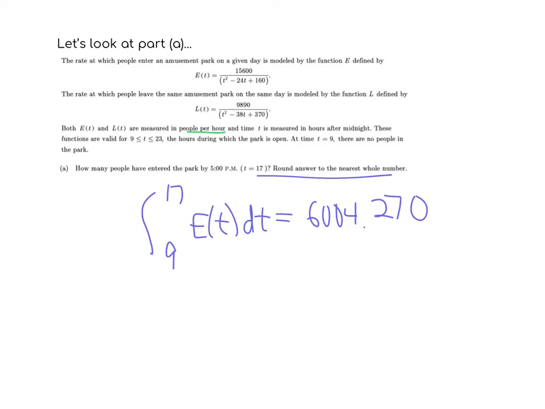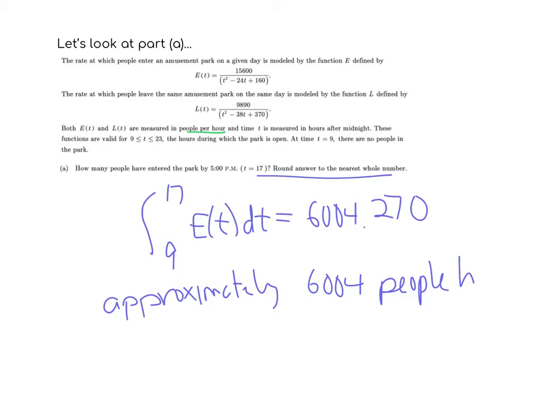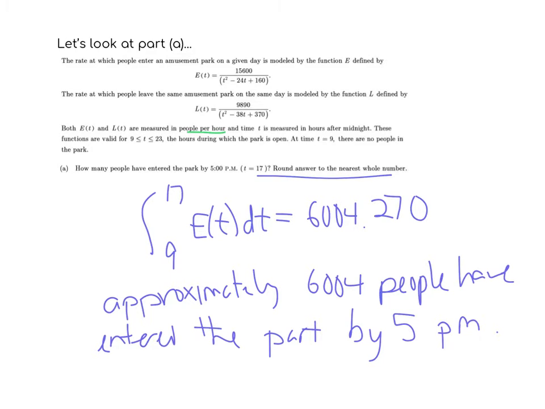So round to the nearest whole number. So approximately, I don't have to write this sentence, but I'm going to. Approximately 6,004 people have entered the park by 5 p.m. We added up all the people who were entering, and we figured out about 6,004 of them have entered the park.